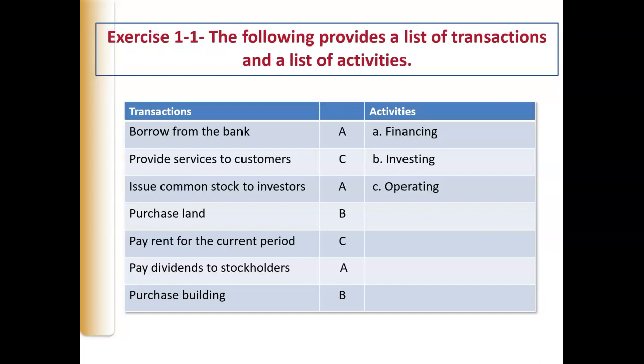Why is paying rent operating? Because it's an expense. Revenues and expenses are the reason the company's in business. Revenues are the way they make their earnings, and expenses are costs associated with making the revenues. So know that anything to do with revenues and anything to do with expenses is going to be operating. Make sense?